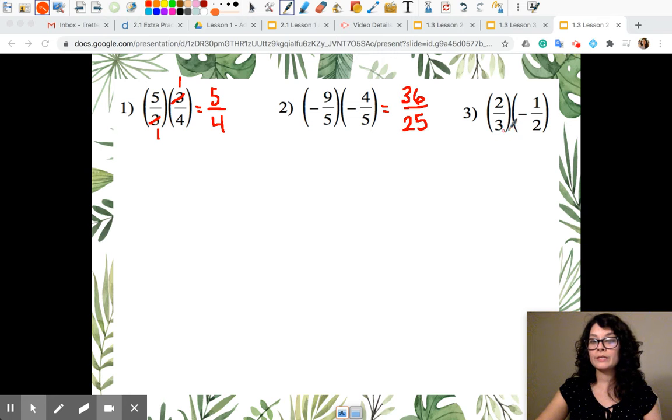Let's take a look at the third example, 2/3 times negative 1/2. Well, I know I'm going to get a negative because a positive times a negative gives me a negative. Now, before I multiply, I'm going to check to see if anything can cross-reduce or cancel. 2 can't reduce with 3, but it can reduce with 2. I can divide both by 2 and get 1. I can't reduce 1 with anything on the bottom, so I'm good to just multiply across. 1 times 1 gives me 1. 3 times 1 gives me 3. And this is fully simplified.